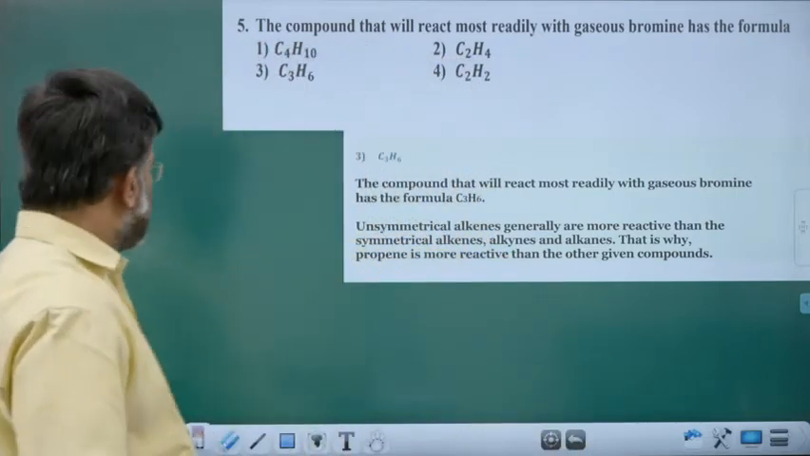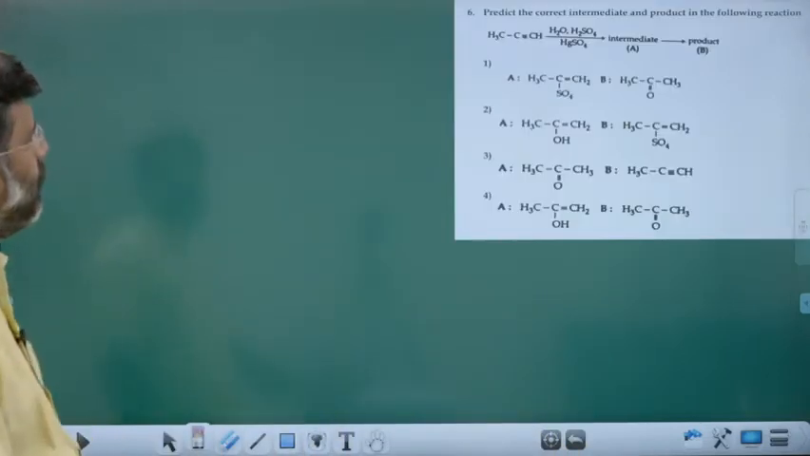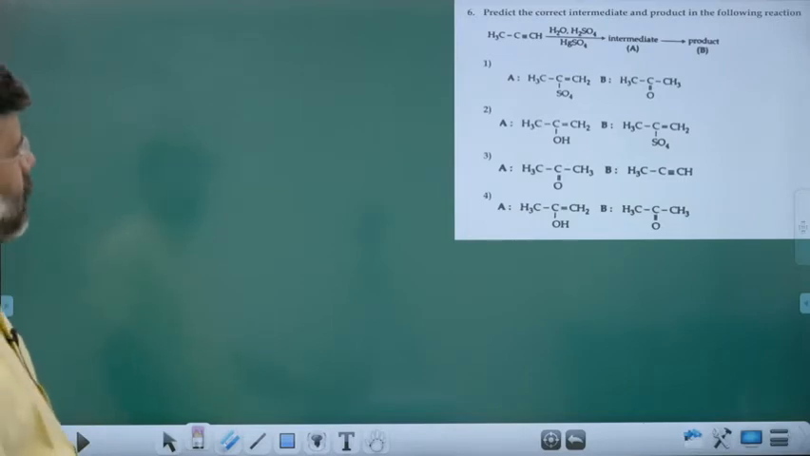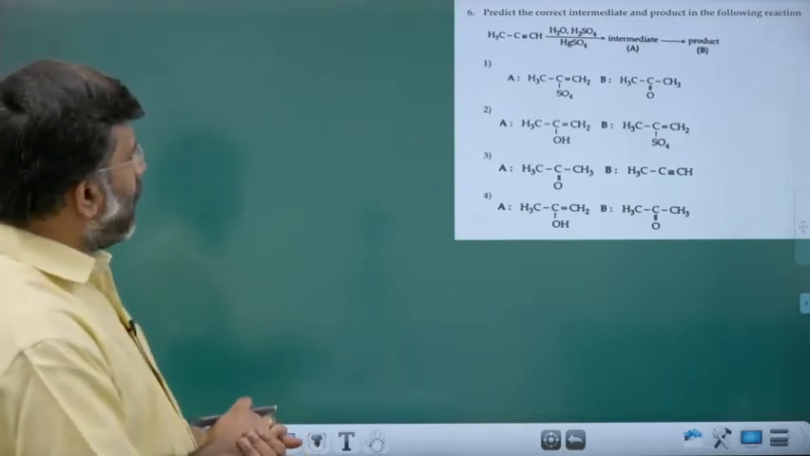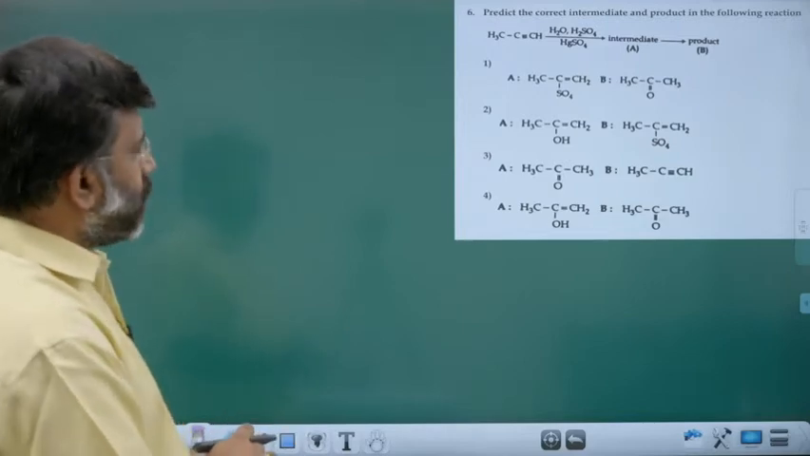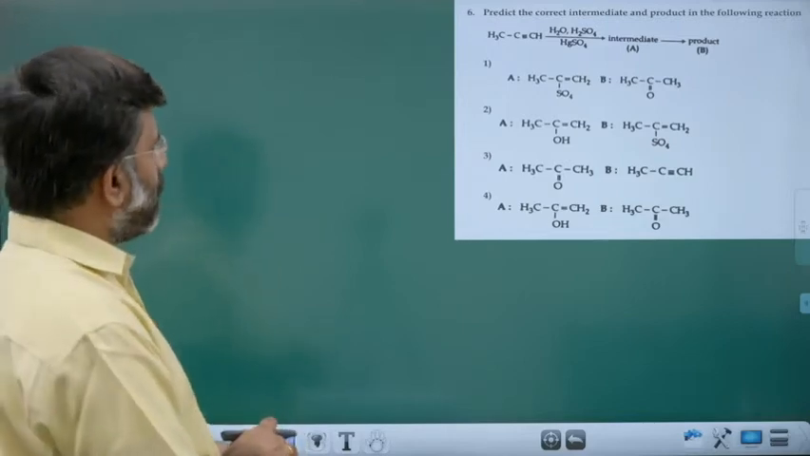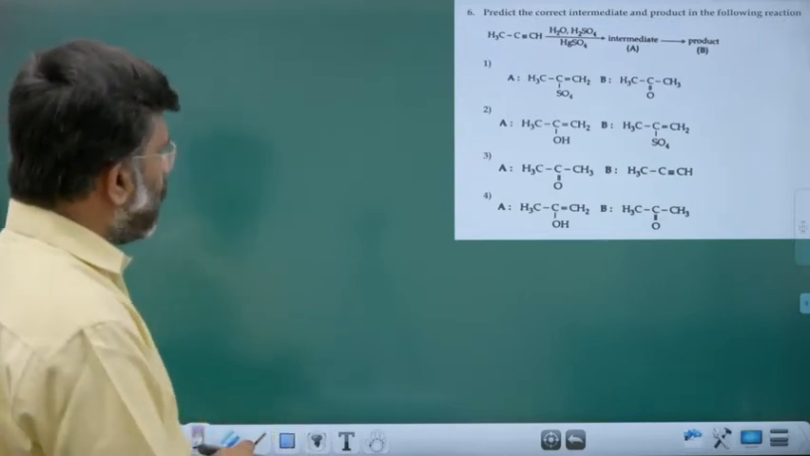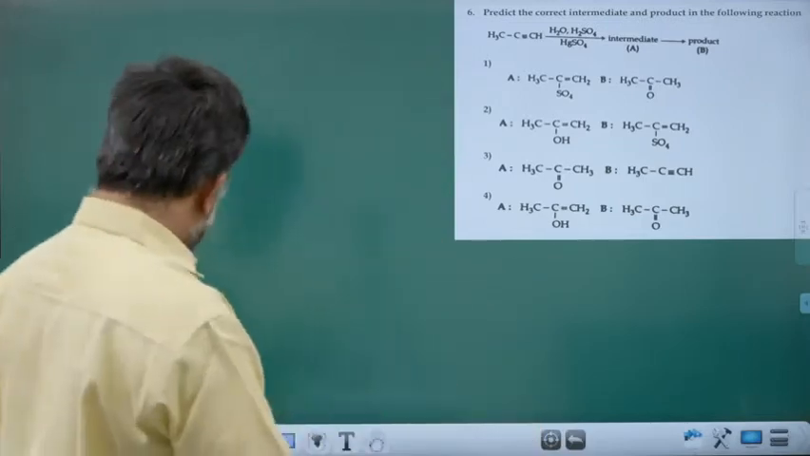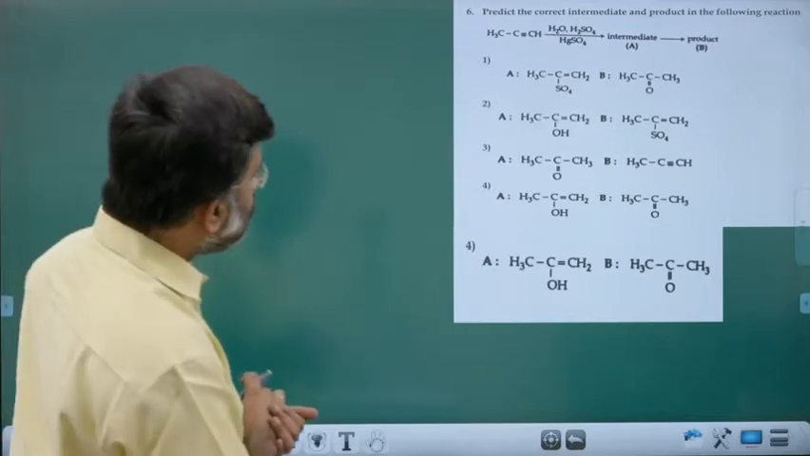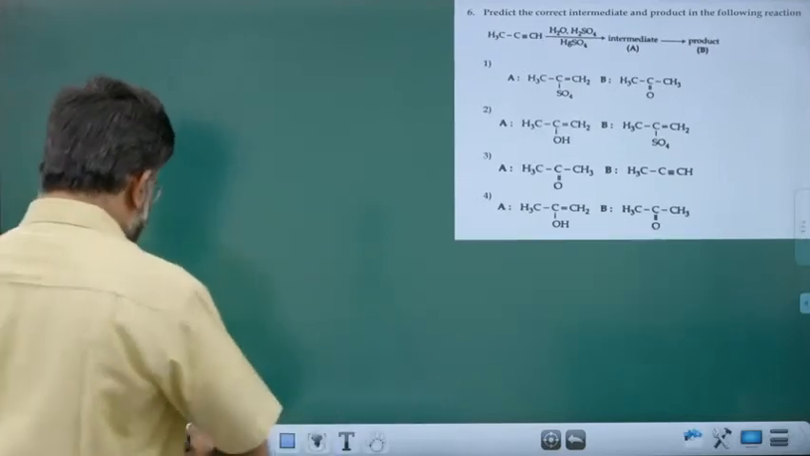Okay. Next. Predict the correct intermediate and product in the following reaction. You are given propyne undergoing a hydration process. It will undergo a reaction according to Markovnikov addition. You see the reaction? It's not given. I will write.